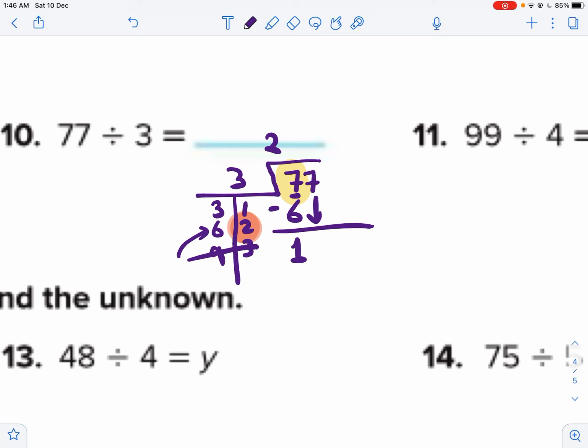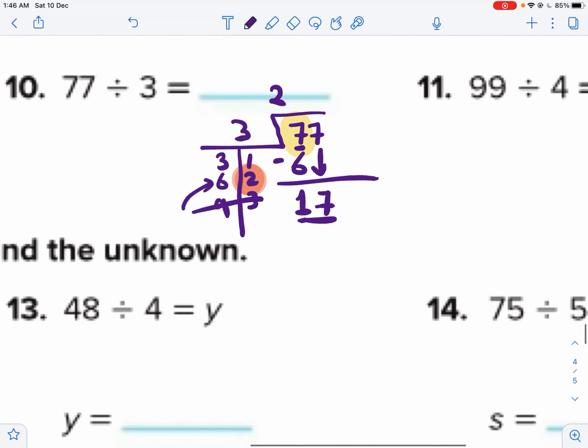Then you drop the other 7 down here. Now, the 1 alone is smaller than the 3. You can't use it alone. You have to take both of them. You have to take the 17. You will start looking for it in the times table of the number 3.